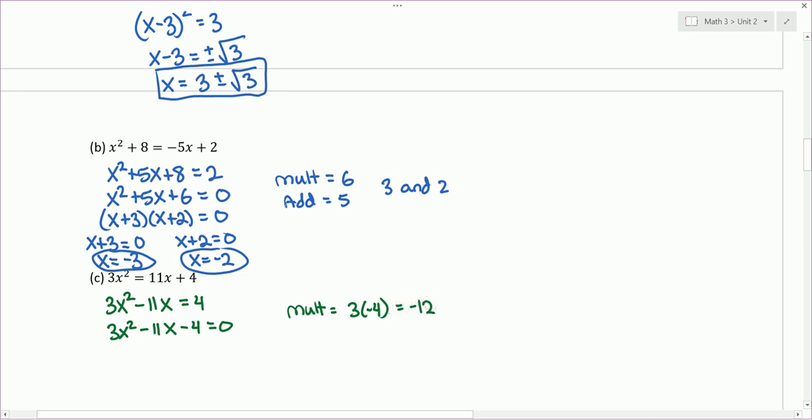So we want to come up with two numbers that multiply to negative 12 and at the same time add to the linear coefficient, the negative 11. The middle term right before the x. So two numbers multiply to negative 12, add to negative 11. What are they? We've got negative 12 and 1.